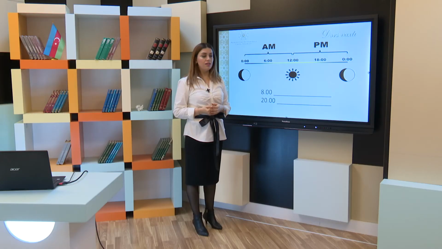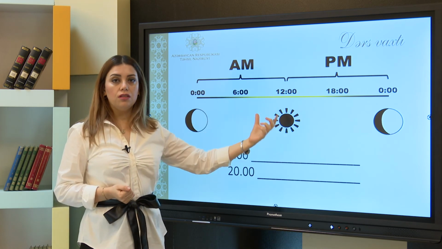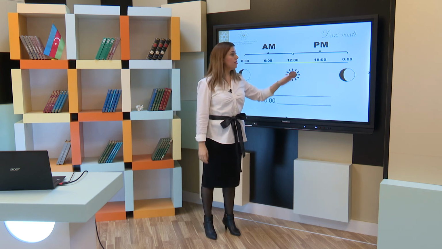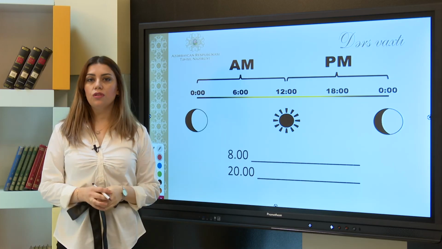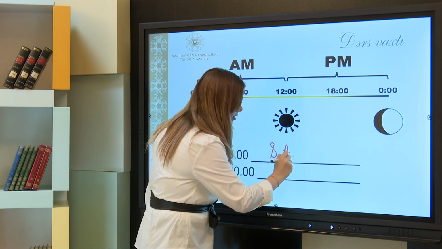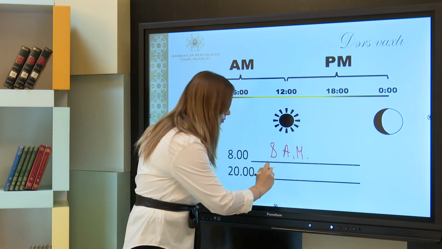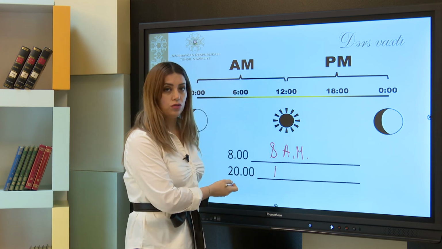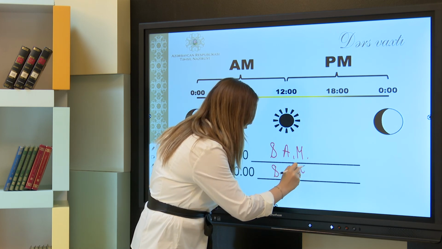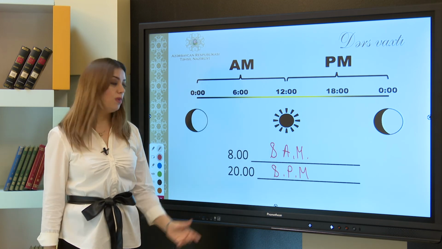Look at this chart. As you see, from night 12 o'clock until afternoon it is AM, and from afternoon 12 o'clock until midnight it's called PM. So 8 in the morning will be 8 a.m. So it is 8 a.m. And this is 8 p.m. We call it in Azerbaijan 20 o'clock. But in general, it is 8 p.m. Compare, please. Look at the difference and you will understand by this example.